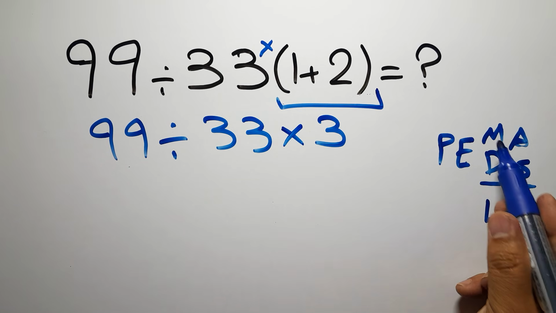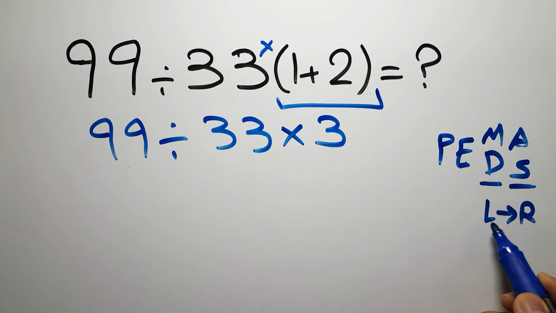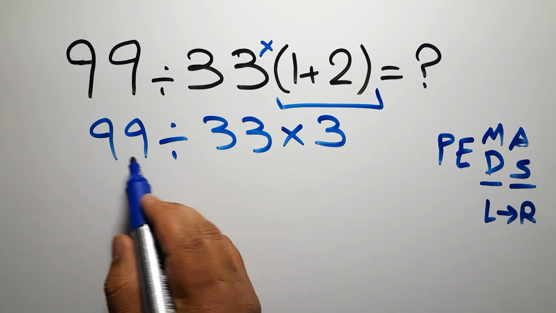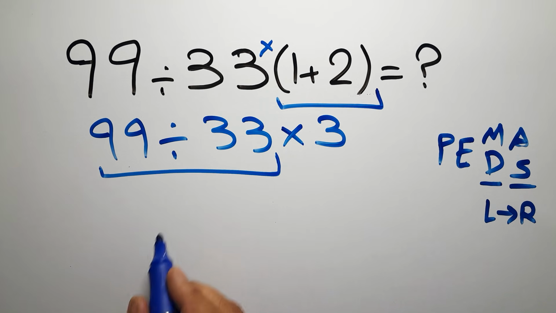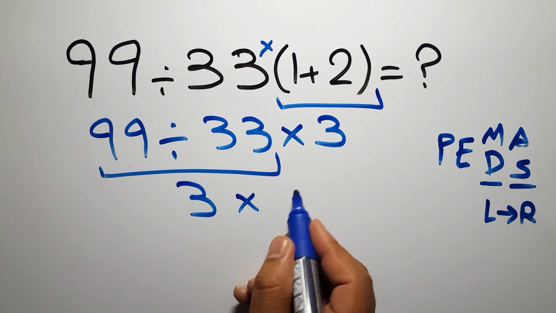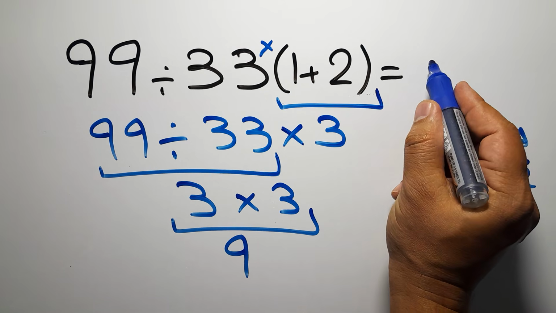As I said, multiplication and division have equal priority, and we have to work from left to right. So first this division, 99 divided by 33, which equals 3. So 3 times 3, which equals 9. And this is our final answer to this problem. The correct answer is 9.